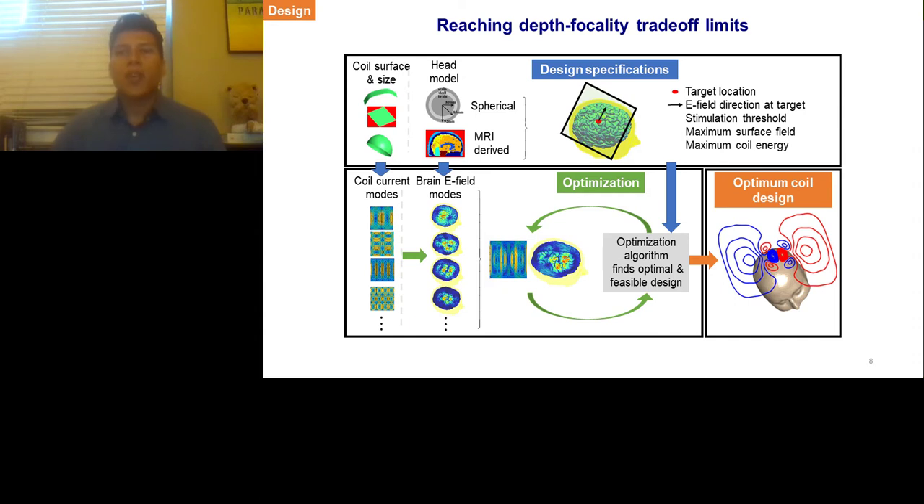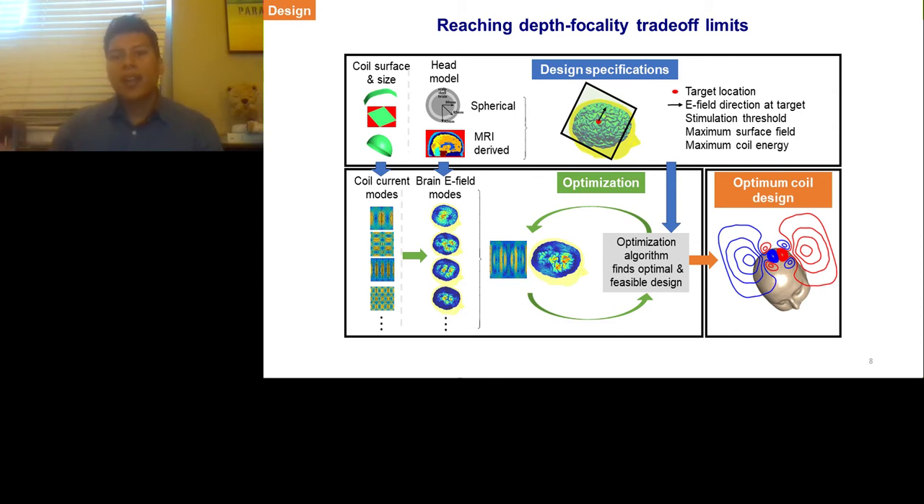So this can be any shape. The coil windings can sit on a flat, spherical, hemispherical, or any kind of shape that you can define as a triangle mesh. And then we specify a head model. This could be MRI derived or a generic spherical head model. Then we choose a targeted location that the coil must stimulate, a stimulation threshold, or the total electric field that's necessary for a region to be labeled as stimulated. We specify a maximum electric field that the coil can generate in the brain, and maximum energy that the coil can use. Then our algorithm finds a coil which minimizes the stimulated volume while achieving those objectives.